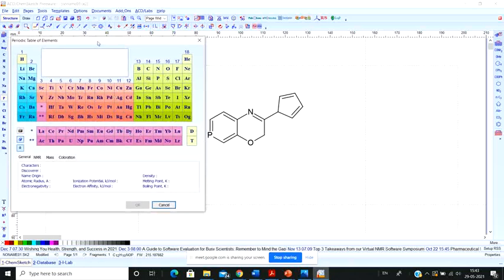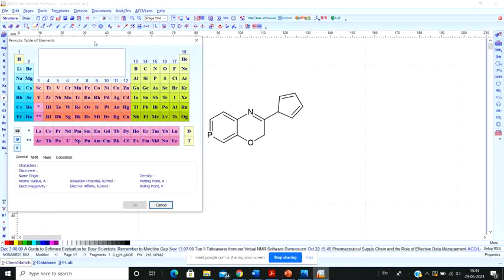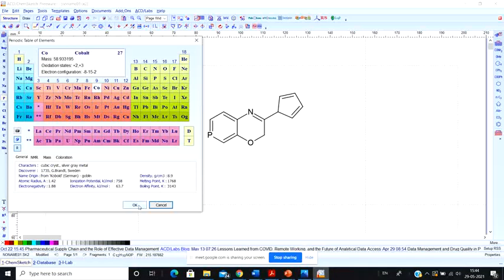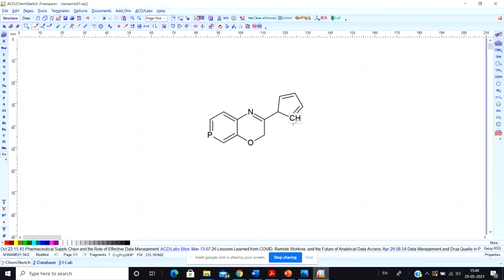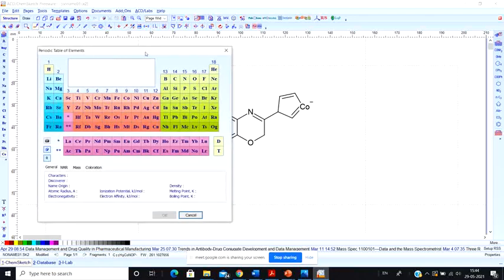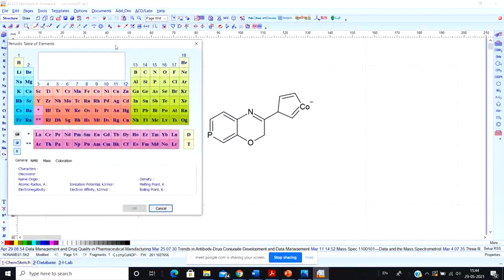In this particular case, you are going to find all the elements that have been discovered to date. And now suppose you need to add a cobalt. So simply select cobalt, click OK, and select the point where you need to add it. I have selected the edge here and I've added a cobalt in this particular case.